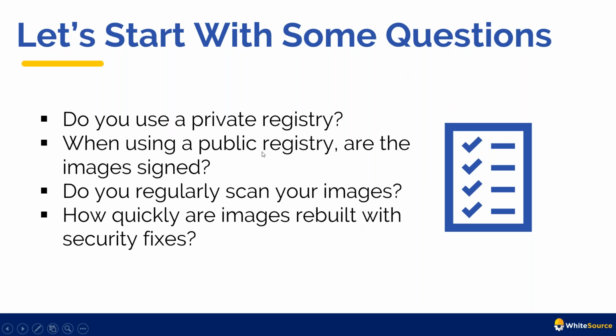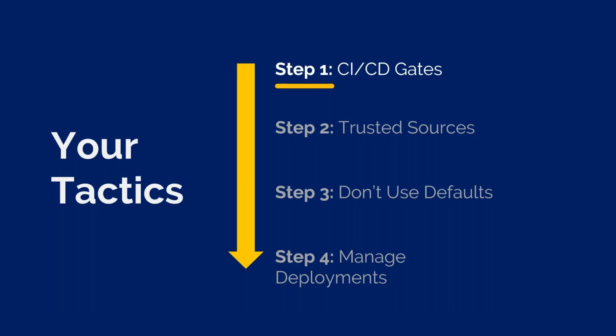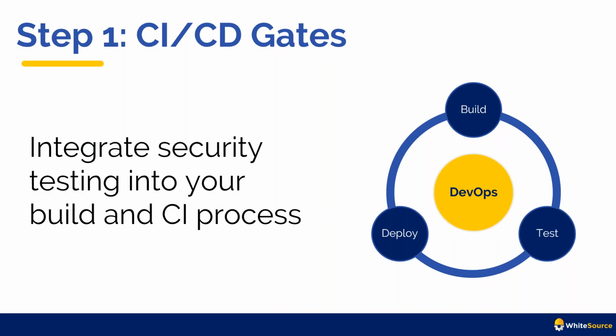So these are just some questions. Now for the steps. There are certain steps that you need to take in order to make sure that you are secure. The first one is CI and CD gates. CI/CD, continuous integration and continuous deployment, are processes that are part of probably each DevOps person's day-to-day life.